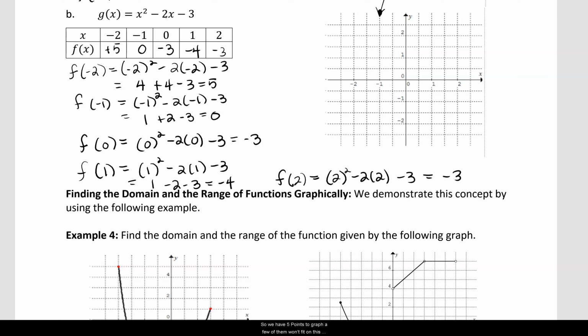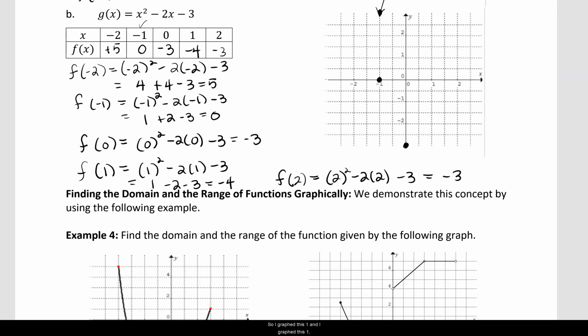So we have 5 points to graph. A few of them won't fit on this graph paper due to the scale, but working with what we have, -2 to 5, I can't graph that. That 5 is just too high. But -1, 0: x is -1, y is 0, that's an intercept. So there we are. 0, -3. When x is 0, y is -3. So that's graphed down here.